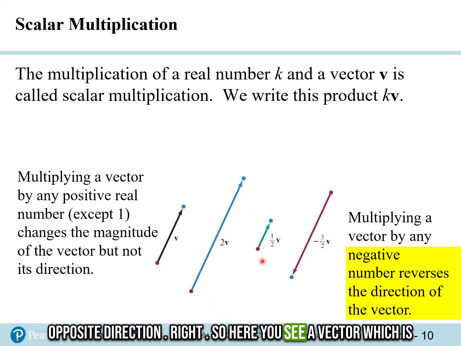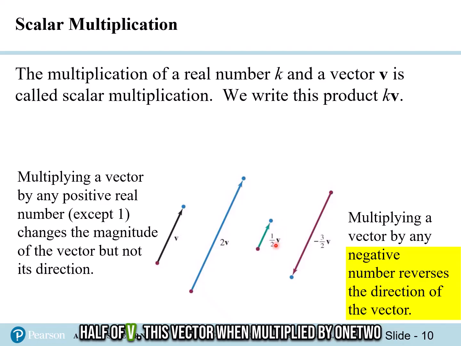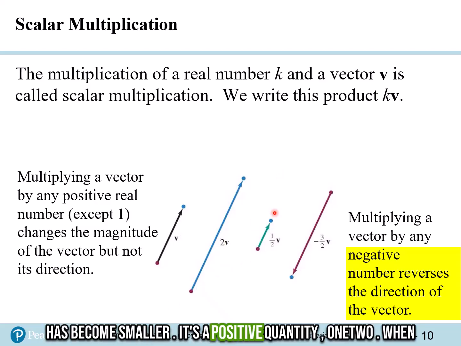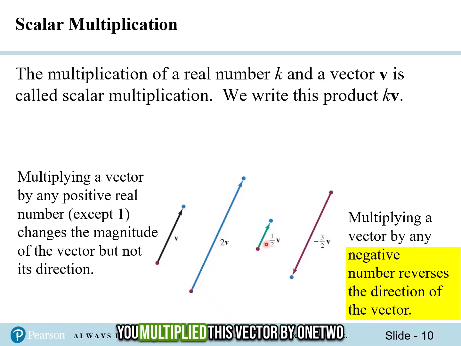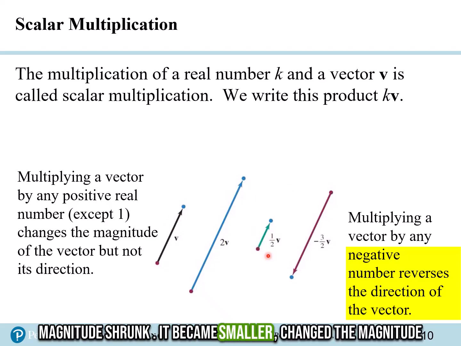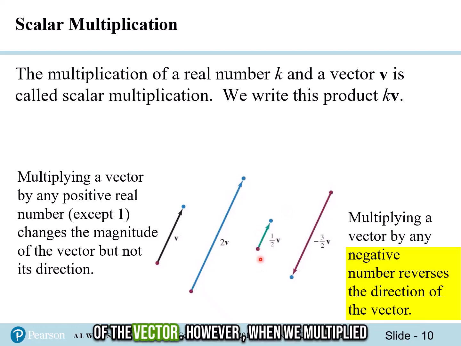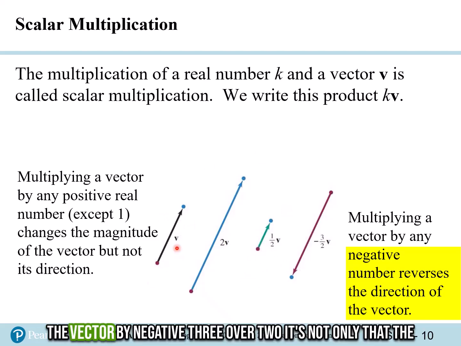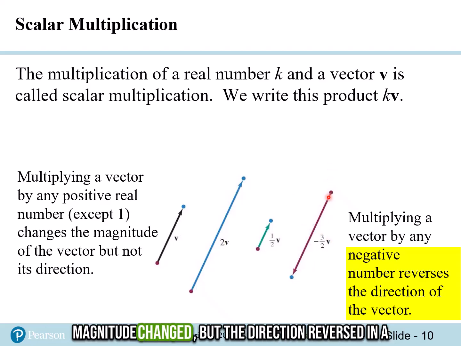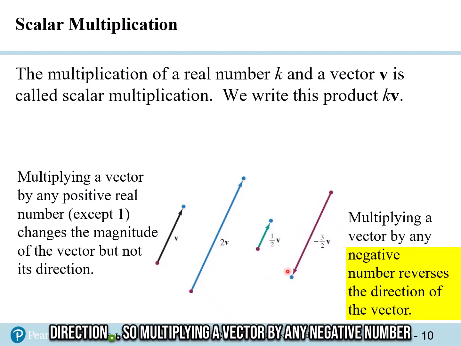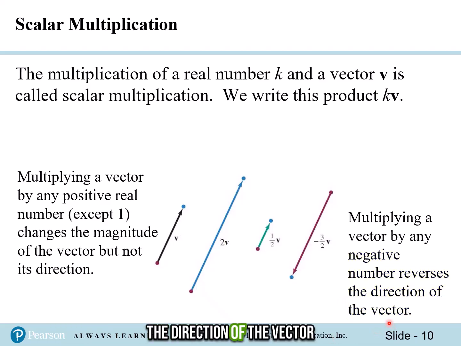All right, so here you see a vector which is half of v. This vector, when multiplied by 1/2, has become smaller. It's a positive quantity, 1/2. When you multiplied this vector by 1/2, magnitude shrunk. It became smaller, changed the magnitude of the vector. However, when we multiply the vector by -3/2, it's not only that the magnitude changed, but the direction reversed in a diametric opposite direction. So multiplying a vector by any negative number reverses the direction of the vector.